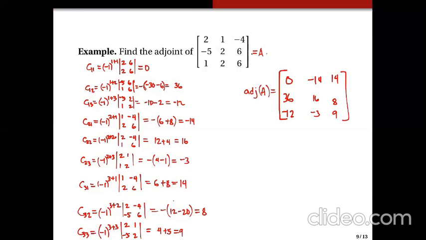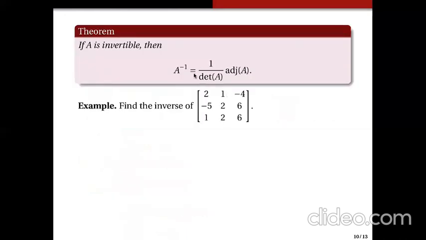Now, is there any other shortcut for determining the adjoint? The answer is yes. But how do we do that? So using this theorem, okay? If A is invertible, the inverse of A is equal to 1 over determinant of A times the adjoint of A. So if you know the inverse of A, then you can get the adjoint of A by multiplying the inverse of A by the determinant of A. On the other hand, you can easily get the inverse of the matrix A if you already know the adjoint of A.